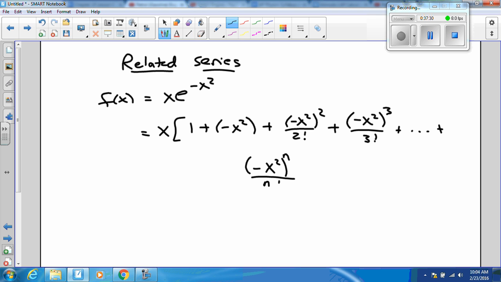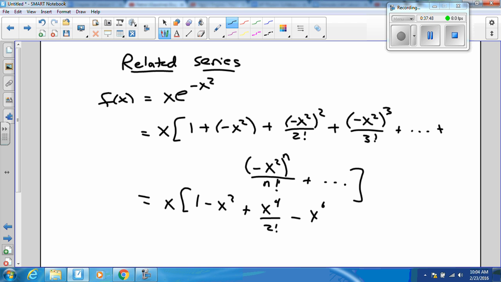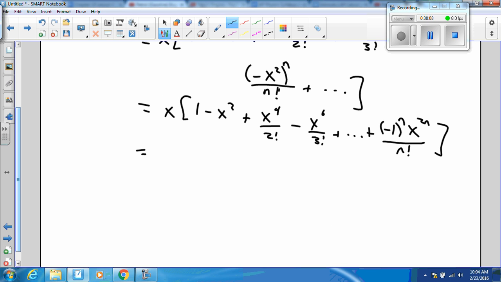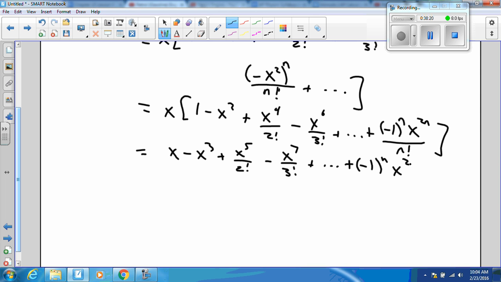Oh, let's use names. And when I do, I get x times all this, which is another way of saying, let's see here, negative 1 to the n power, just from simplifying this, times x to the 2n, all over n factorial. And then we're going to multiply the x through to get x minus x cubed plus x to the 5th over 2 factorial minus x to the 7th over 3 factorial. And the general term will be negative 1 to the n, x to the 2n plus 1 over n factorial. Just like that.